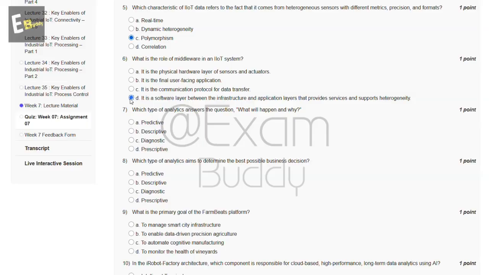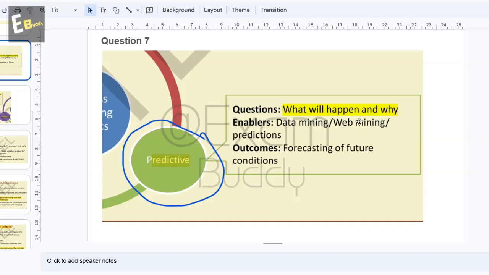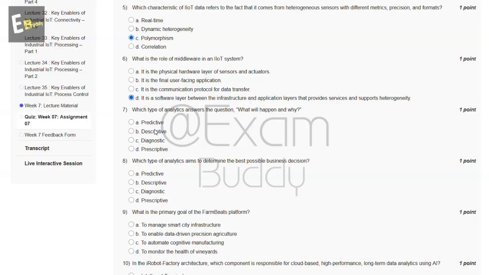Now the seventh question is, which type of analytics answers the question what will happen and why? So these are the options. And now let's check the answer of our seventh question. So question seventh, what will happen and why? Predictive. So the answer of our seventh question is A, predictive.